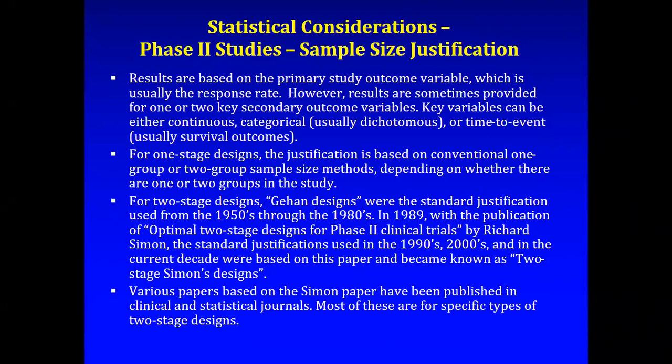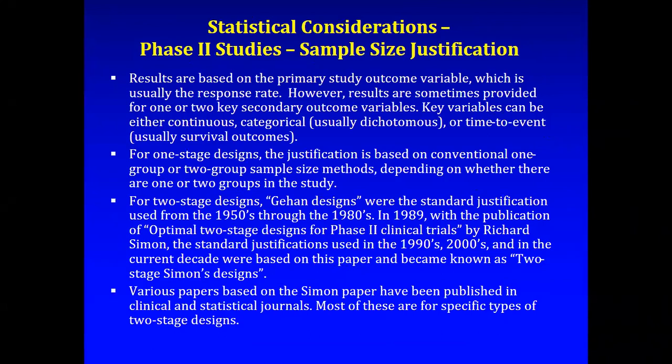Now, in terms of sample size justification for a one-stage design, since there's not a conditional stage or conditional outcome, the justification is based on conventional statistical methods for 1 and 2 groups. And I know that you'll be talking more about those in your future lectures on biostats. But those would be ones that you've heard of or read about that are very commonly used.